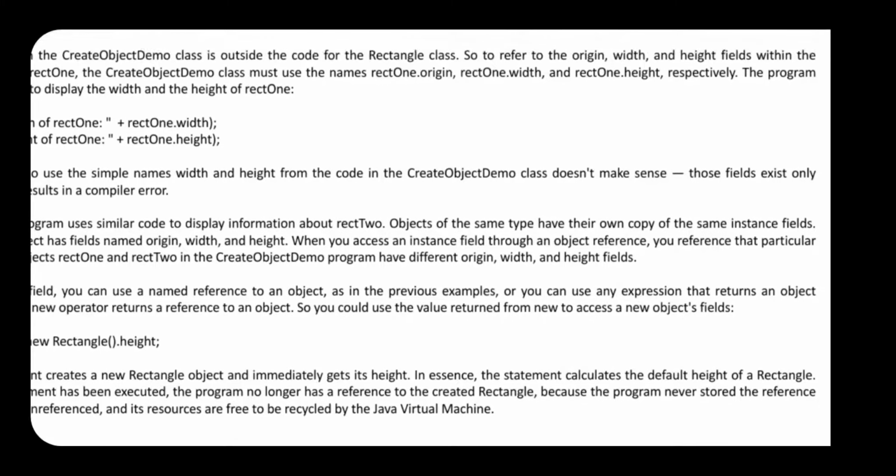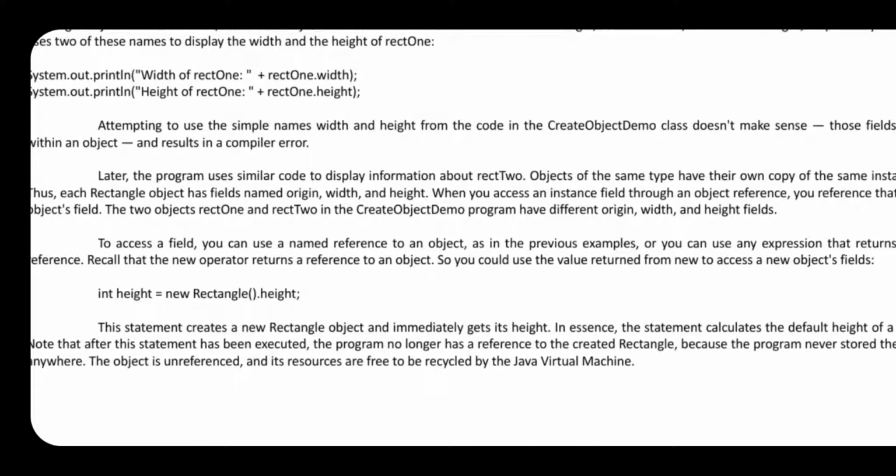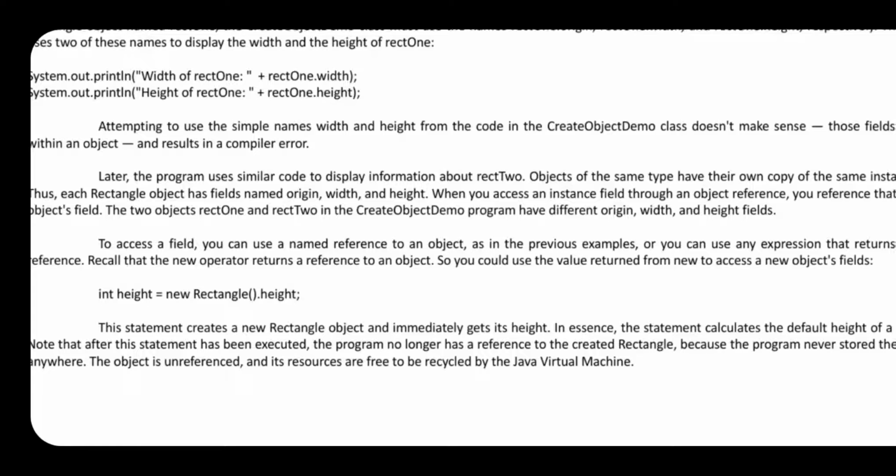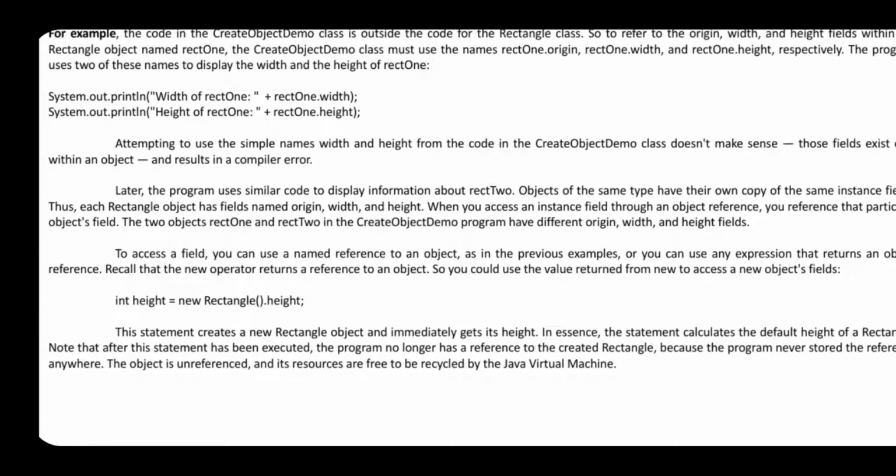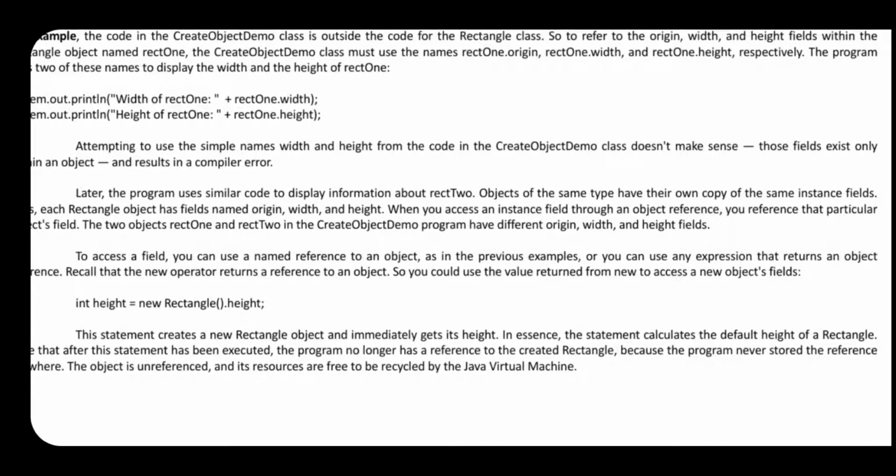So here it is going to say int height is equal to new Rectangle().height. Height is an integer variable and height is a field of the class Rectangle, where Rectangle will use the height field to store its values. It's a normal variable. This statement creates a new rectangle object and immediately gets its height. In a sense, the statement calculates the default height of a rectangle.